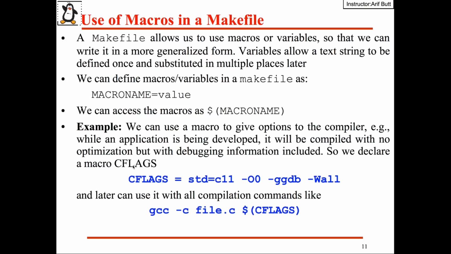So we can have a macro CFLAGS, that is compilation flags, to set like this. Standard is C11, optimization is O0, that is no optimization. Add the debugging symbols, and -Wall is the option that is used to show all possible warnings as well. And later you can use this CFLAGS macro in the command like this. It's quite elegant.